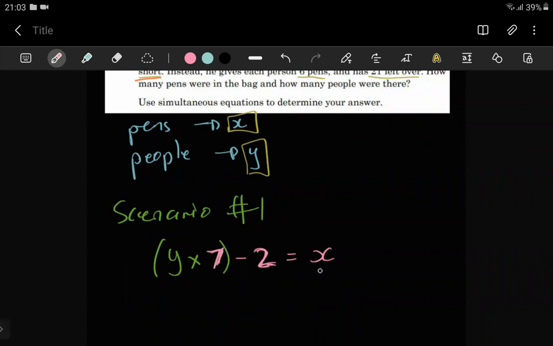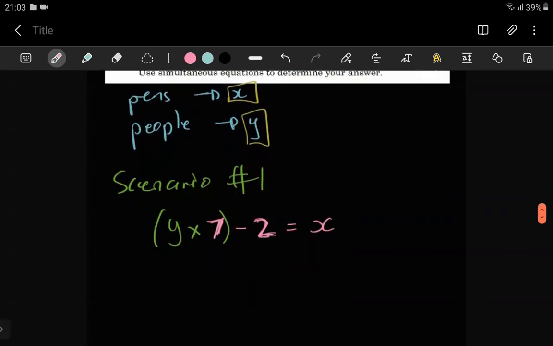Because if, let's say, y was 10, then 7 pens distributed amongst 10 people, he would have 70 pens. But then we are seeing that he doesn't have 70 pens. He has 2 less than that because 2 of them were not given. So this can be scenario number 1.